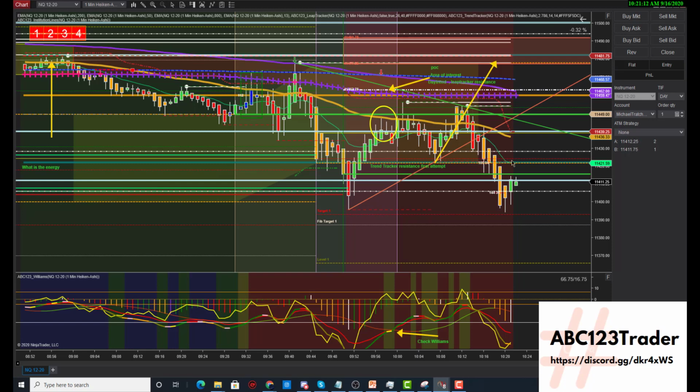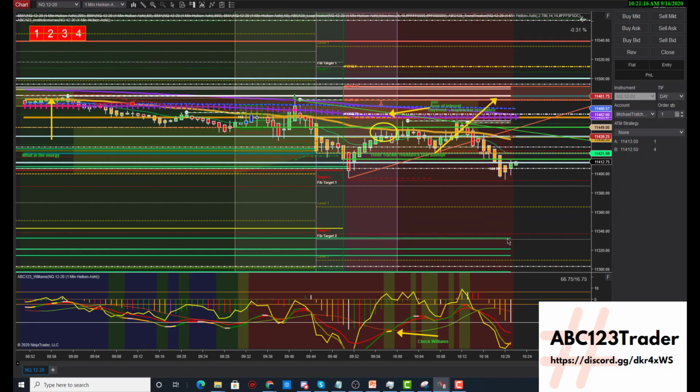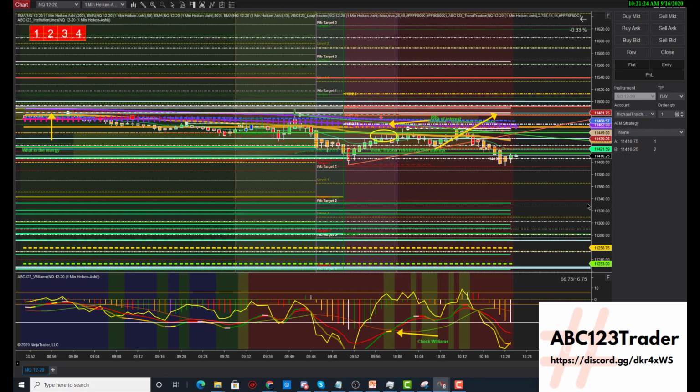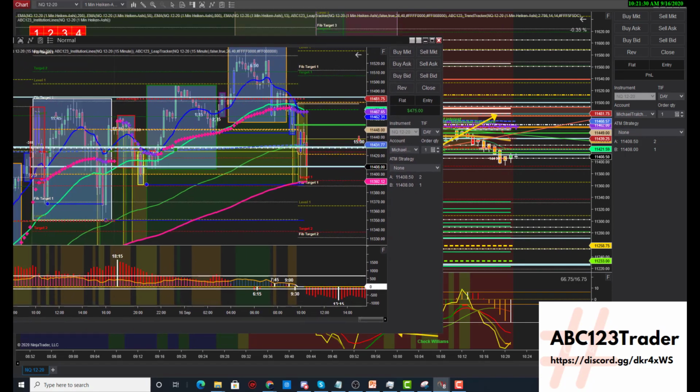So what they're going to do is they're going to push down, and we have these stop outs here. They're going to be doing stop hunts. And the reason why I say stop hunts is because on the longer picture, let's move to the longer picture here.